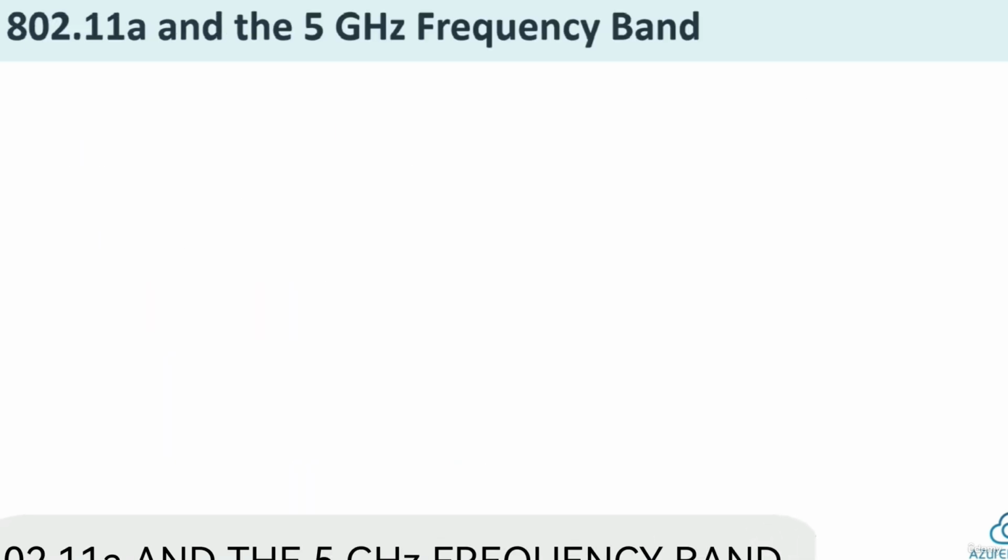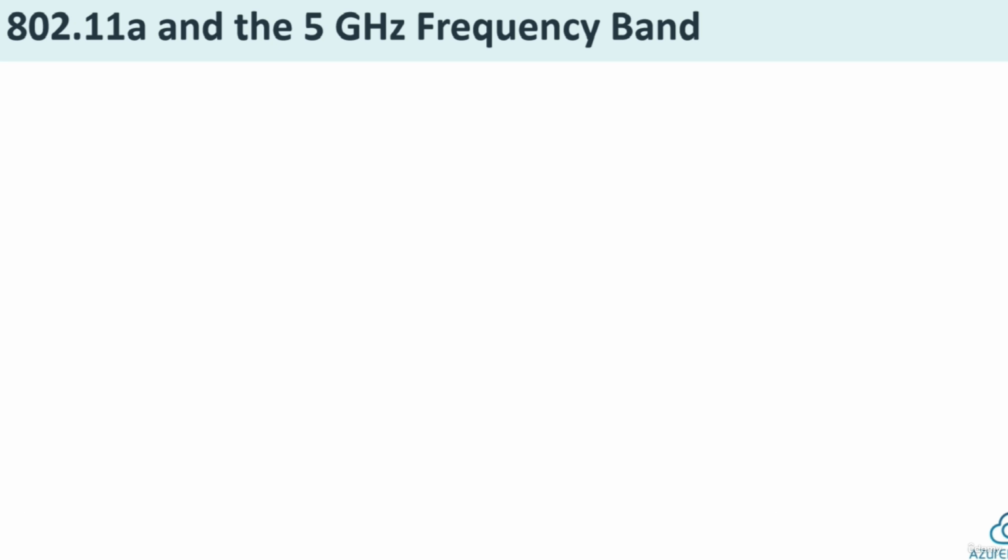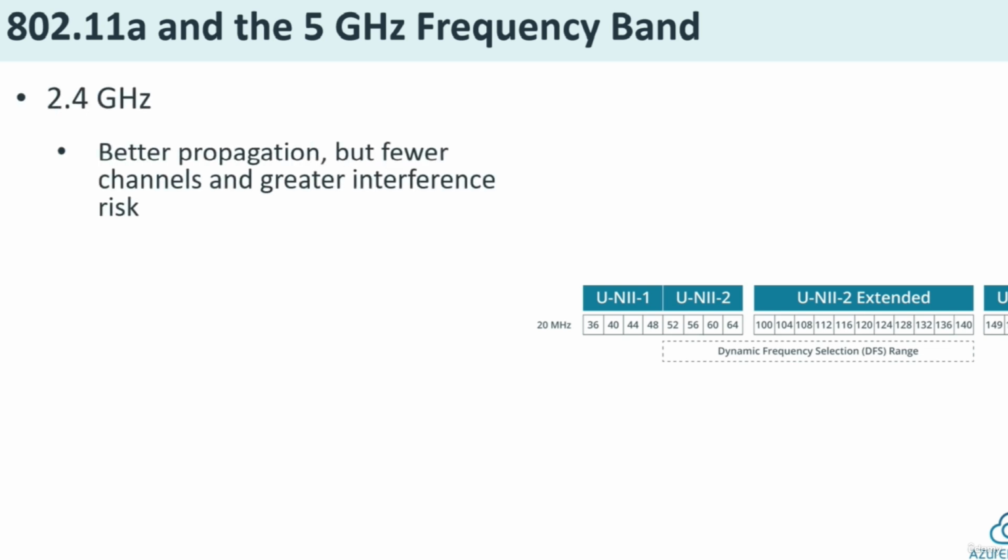Now let's understand about 802.11a and the 5 GHz frequency band. We'll first understand about the 2.4 GHz. It's a better range and wall penetration, but fewer channels, and more interference from devices like microwaves. In 5 GHz, it is actually faster speed with less interference, but shorter range and weaker through walls.